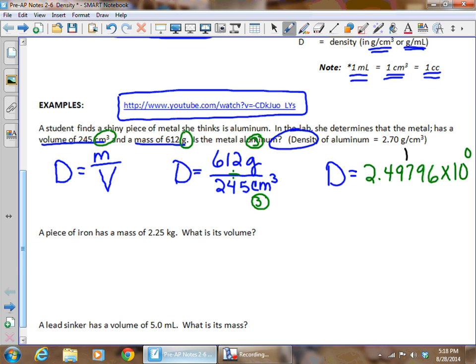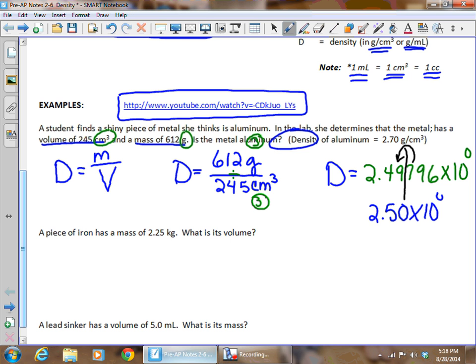So let's draw our sig fig line. That 7 tells us that we need to round up. So that 9 is going to round up to 10, which means that instead of having 2.49, we'll have 2.50 times 10 to the 0. And don't forget your units.